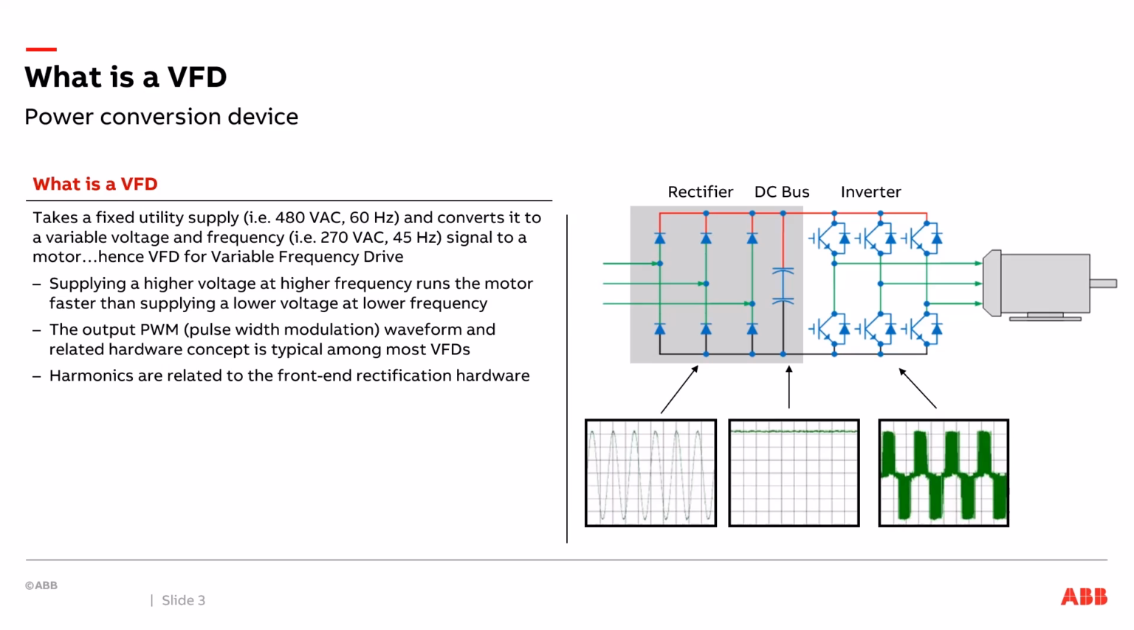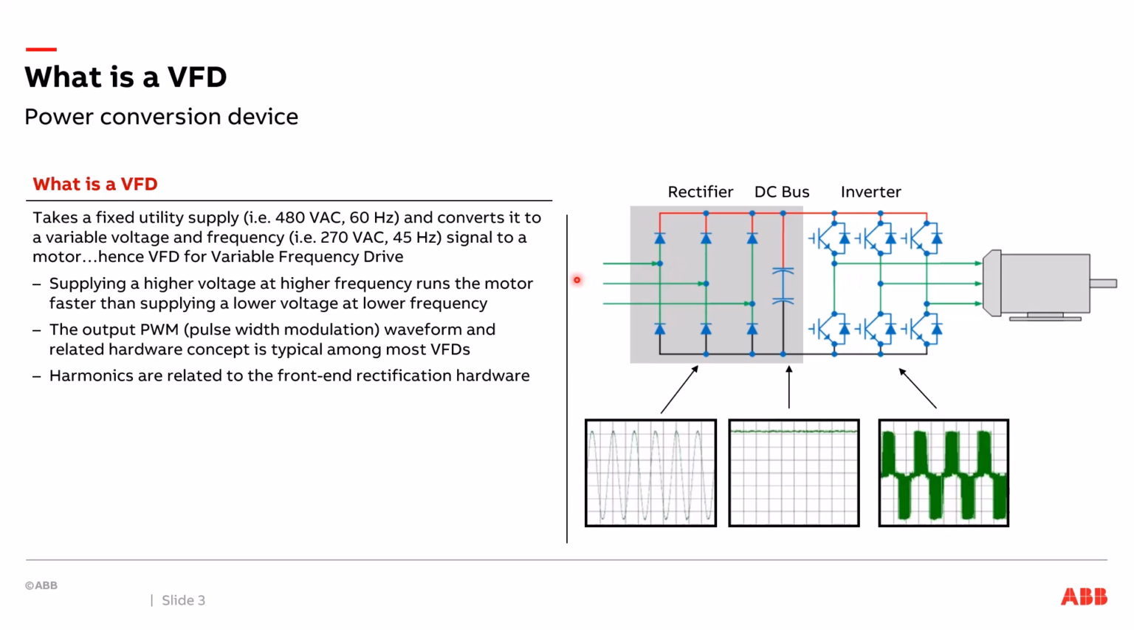So real quick, what is a VFD? It's something that takes fixed utility voltage, converts it into a variable voltage and frequency, and sends that variable voltage and frequency out to the motor. So VFD, variable frequency drive, because it's adjusting voltage and frequency. A high voltage, high frequency to the motor, it runs fast. Low voltage, low frequency to the motor, it runs slow.